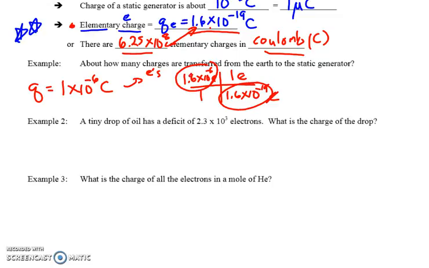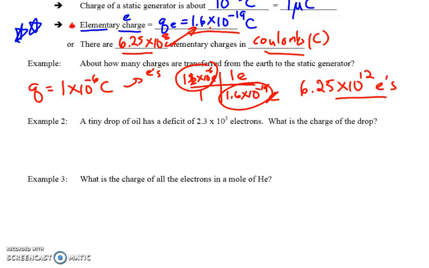I'm not sure why I have the 1.6 there. That should just be 1 times 10 to the negative 6. So if I do 1 times 10 to the negative 6 and divide it by 1.6 times 10 to the negative 19, I get 6.25 times 10 to the 12 electrons. So when we charge up that static generator and touch it, this is how many electrons are being deposited on you, over 1 trillion. That might seem like a lot, but it's actually a really small number compared to things.